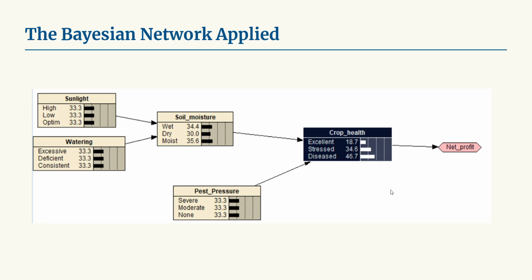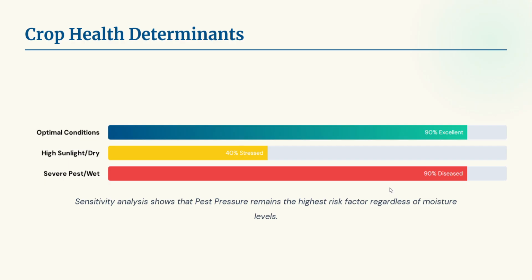So to continue, we can see the pest pressure remains the highest risk factor in this problem for the plant, regardless of how properly the moisture levels are maintained.